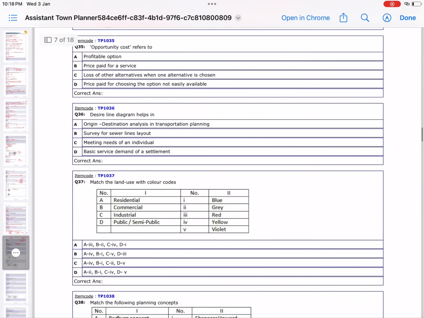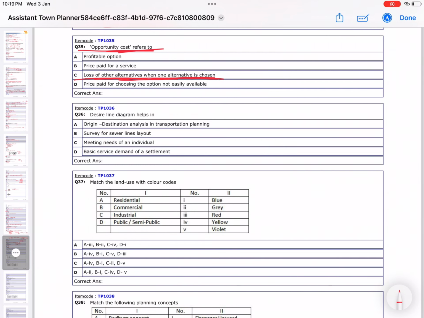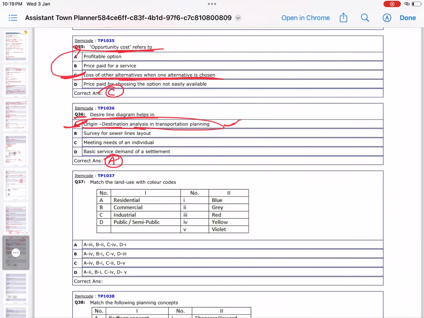Question number 35. Opportunity cost refers to the loss of other alternative when one alternative is chosen. That loss you are making is known as the opportunity cost. So the answer is C. Question number 36. Desired line diagram helps in origin destination analysis in transportation planning. It is a part of transportation planning. A. Question number 37. Match the land uses with the color code.